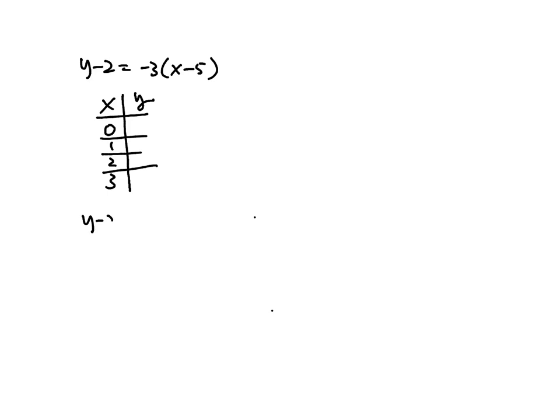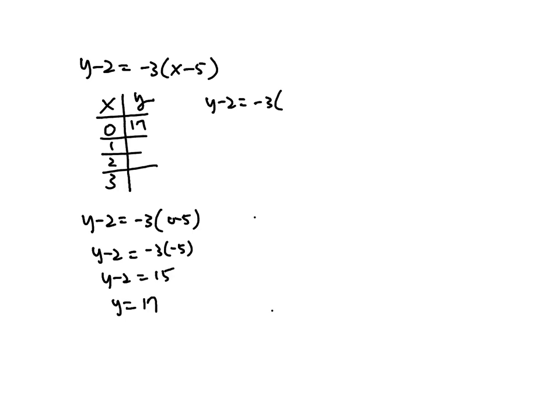You get y minus 2 equals -3 times 0 minus 5. So this is y minus 2 equals -3 times -5, which is y minus 2 is 15. So y is 17. Okay. Plugging in x equal to 1, you get y minus 2 equals -3 times 1 minus 5. Y minus 2 equals -3 times -4. So y minus 2 is 12, and y is 14.